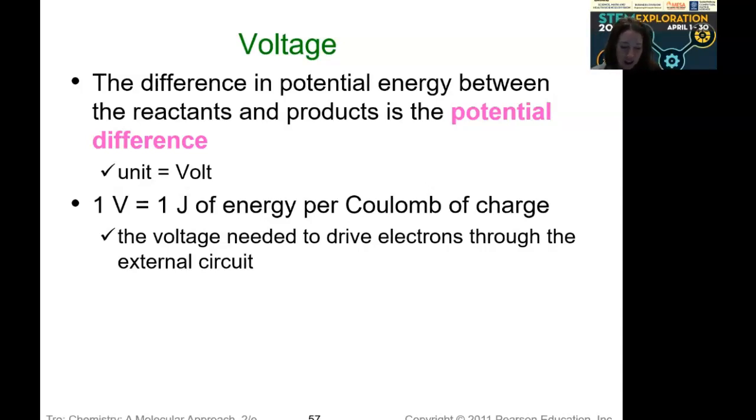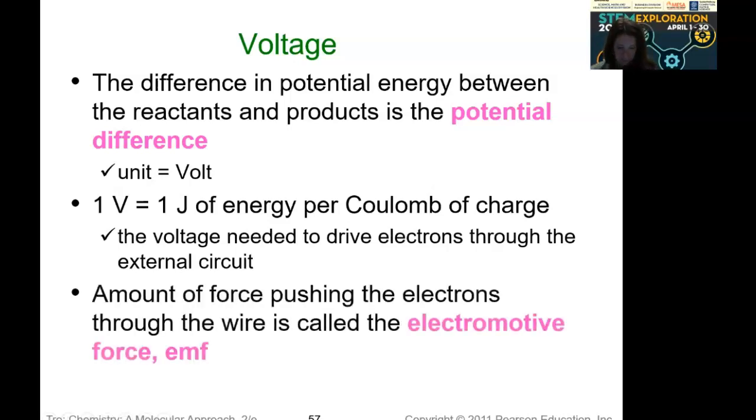So the voltage, what we have here, we talk about what's needed to drive the electrons through a circuit. So the amount of force that's making the electrons move through a wire, that's what we call our electromotive force, or our EMF, right? So that's kind of our background about our current and our voltage. Now we're going to talk about how we use this. We're really going to talk about voltage just for a second.